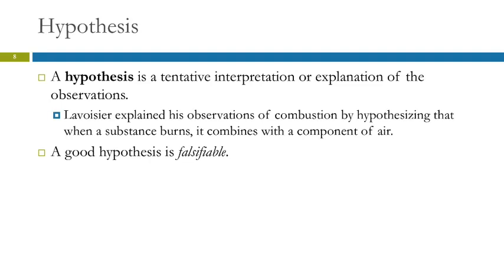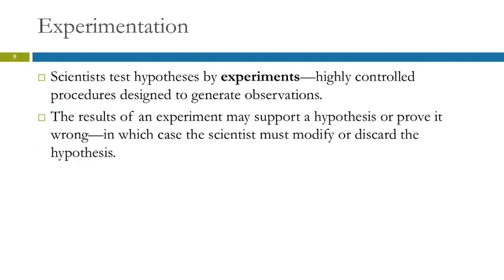A critical characteristic of a hypothesis is that it could be falsified, meaning it can be tested and possibly proven incorrect. If the hypothesis cannot be tested, then it's no good. So then we take that hypothesis and we test it using experiments. In the experiment, we try to control all of the variables so that we get observations that help us to either support the hypothesis, yeah, that might be true, or to prove it wrong. If the hypothesis is proved wrong, we have two options. We can throw it out entirely, or we can modify it and then test the modified hypothesis.